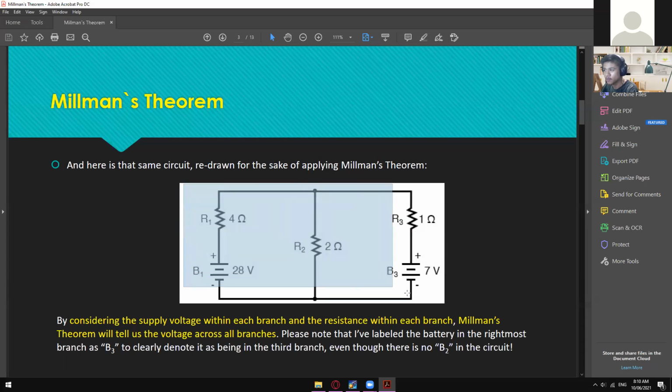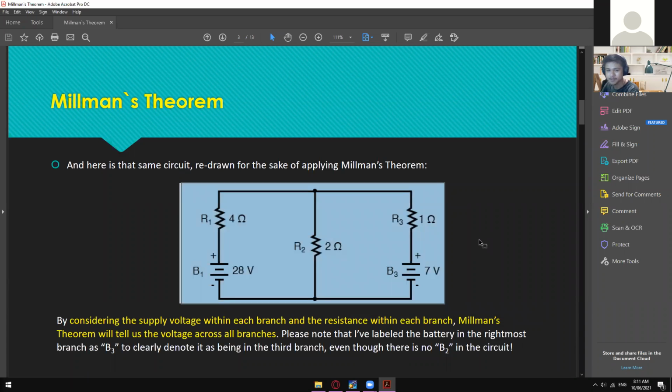So this is already the standard. You must always have these 3 branches. That's the minimum. If you only have 2, that's a series connection only. That's not in a series, that's not in a parallel connection. So you must at least have 3 branches for you to apply Millman's theorem. You can have 4 or 5, but this is already the minimum.